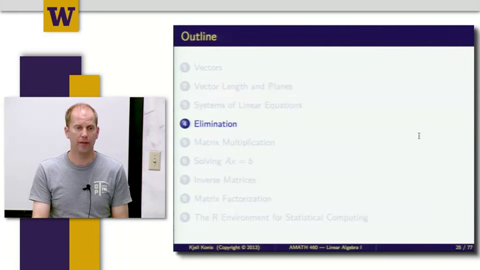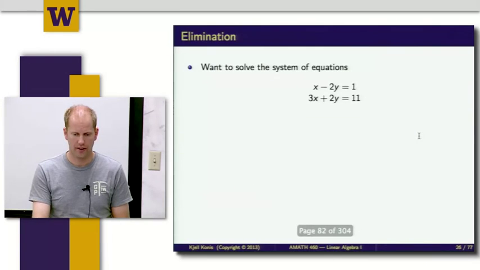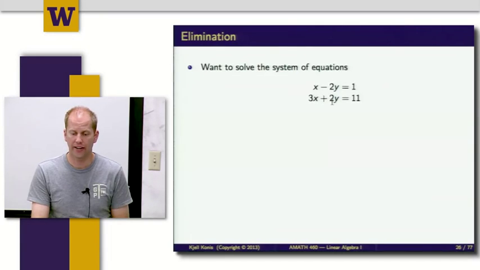Topic 4 is elimination. So I'm going to take another look at solving a system of equations. So I have x minus 2y equals 1 and 3x plus 2y equals 11.